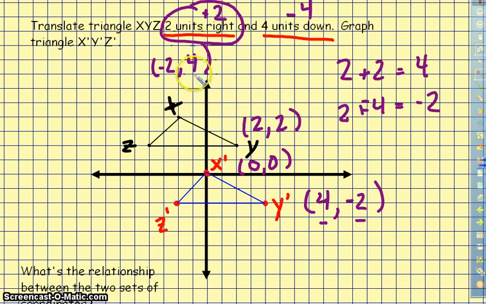So what you can also do is whenever you move right or left, you can add or subtract the number to the x coordinate. When you go up or down, you can add or subtract from the y coordinates. That's another way to give you the new coordinates of the problem.